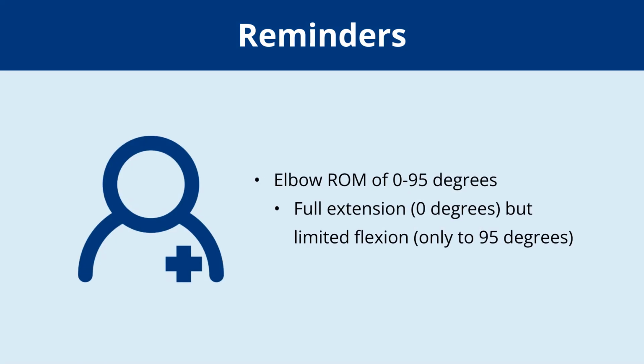Remember, our patient has elbow range of motion of 0 to 95 degrees. That means they have full extension, 0 degrees, but limited flexion, only to 95 degrees. So we need to consider which test requires significant elbow flexion beyond what our patient can achieve. Let's explore each of the options.